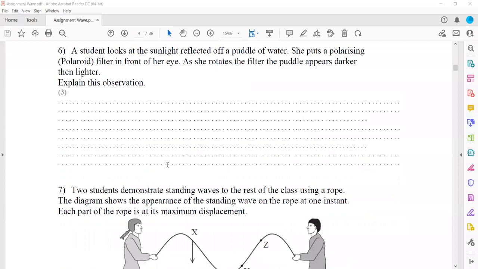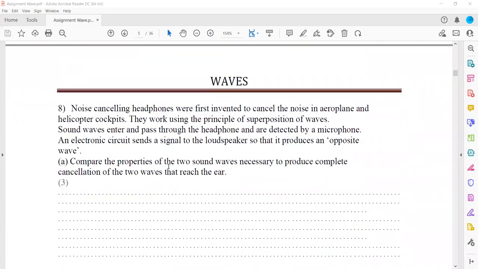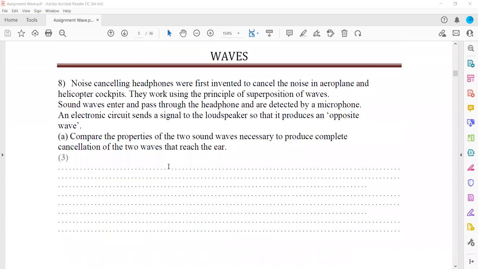Now the diffraction and interference questions, as well as the superposition.